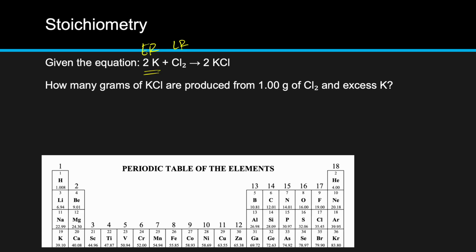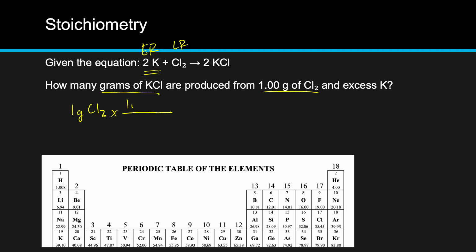So if I have what I'm starting with, which is 1 gram of Cl2, I want to get grams of KCl. So as you can see, we are in different substances right now. If you want to convert from one substance to the other, you have to be in moles. So our first step is to get rid of grams and get into moles of chlorine gas.